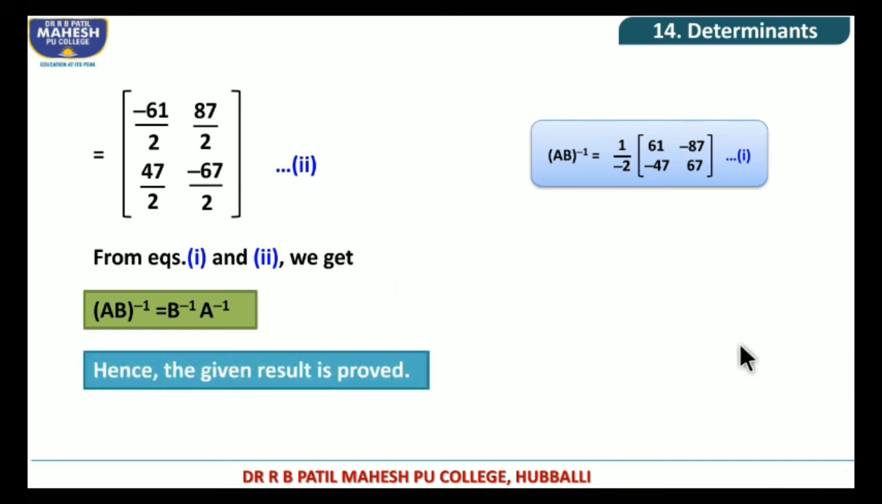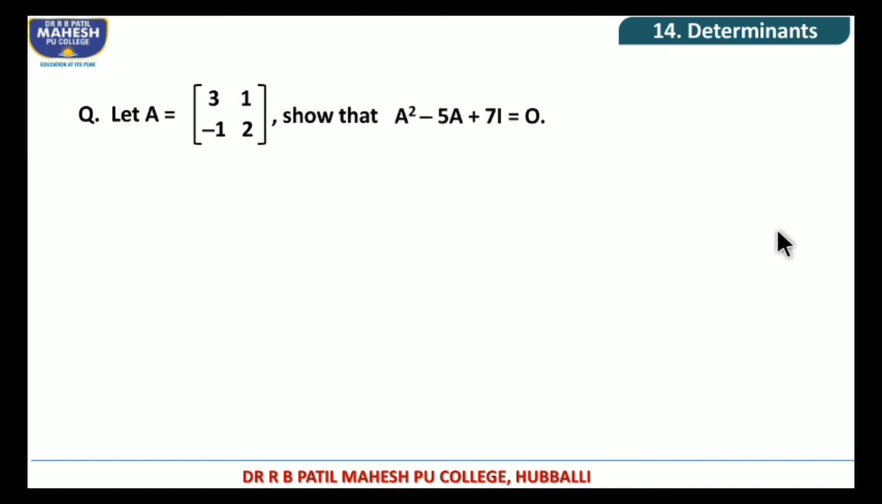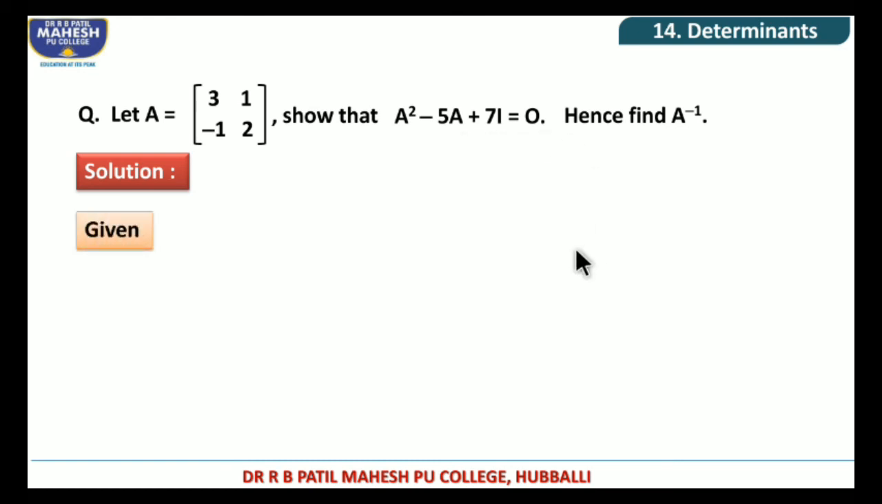Similarly, we go for the next example. Let capital A be the matrix 3, 1, minus 1, 2. Show that A square minus 5A plus 7I is equal to O, which means it is not the number 0, it is the zero matrix. Hence find A inverse. So let us show that A square minus 5A plus 7I is equal to the zero matrix. For that, the given matrix is capital A equal to 3, 1, minus 1, 2.